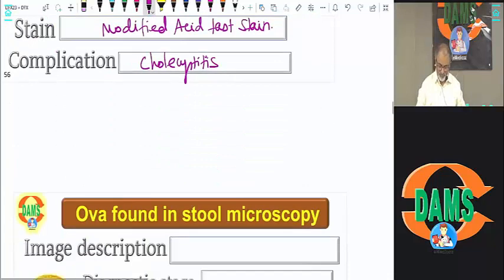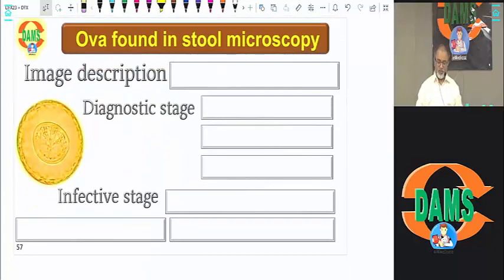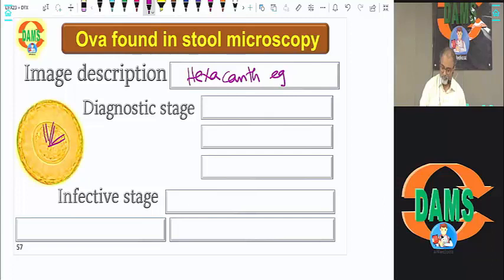Next is ova found in stool microscopy. See the ova, how they look like. This is called hexacanth egg. We call it as hexacanth egg.